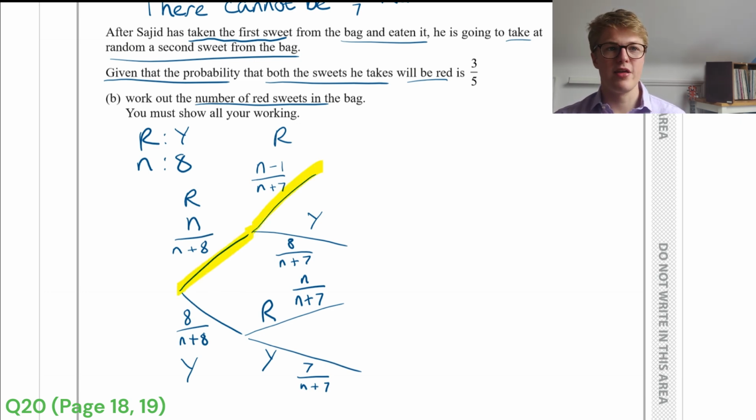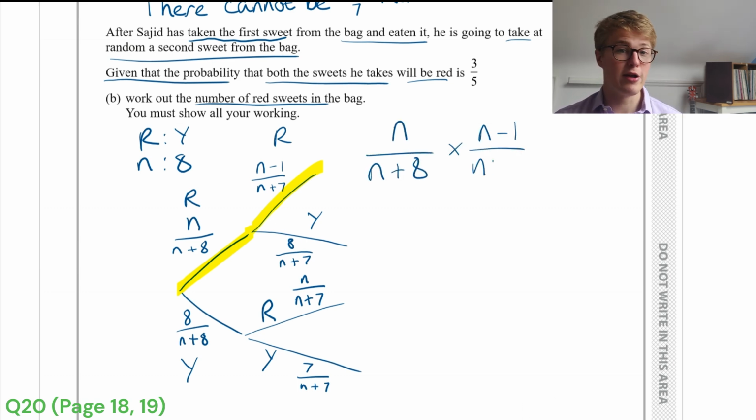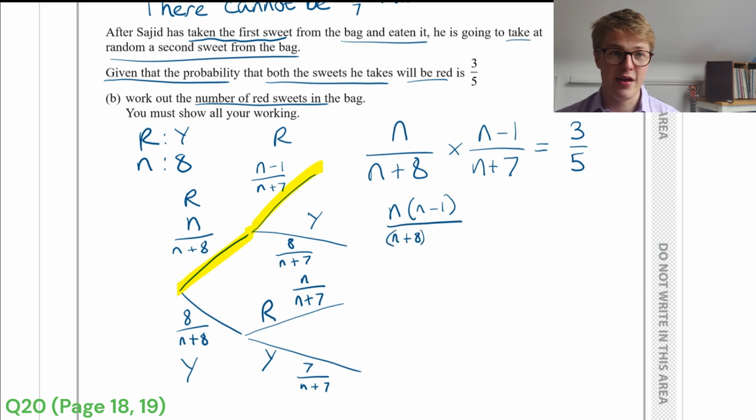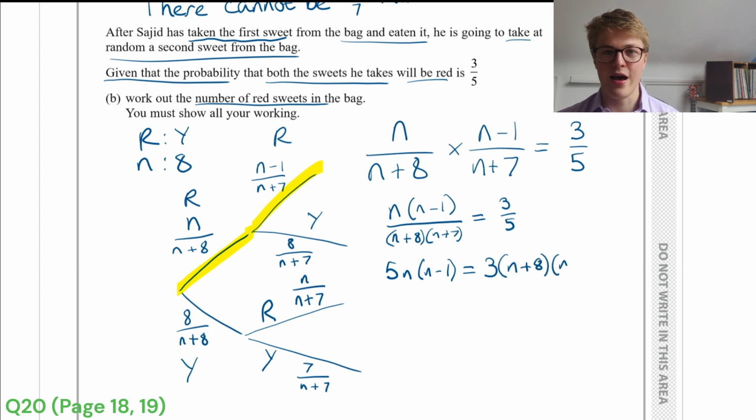We're told that the probability that both the sweets he takes will be red is 3/5, so we can look at these two branches. We do n over n plus 8 times n minus 1 over n plus 7 is equal to 3/5. When we write this as a single fraction, we end up with n times n minus 1 over n plus 8 times n plus 7 is equal to 3/5, and then we can start simplifying. So we have 5n times n minus 1 when we multiply both sides by 5, and then we multiply both sides by n plus 8, n plus 7, to give us 3 times n plus 8, n plus 7 on the right hand side.